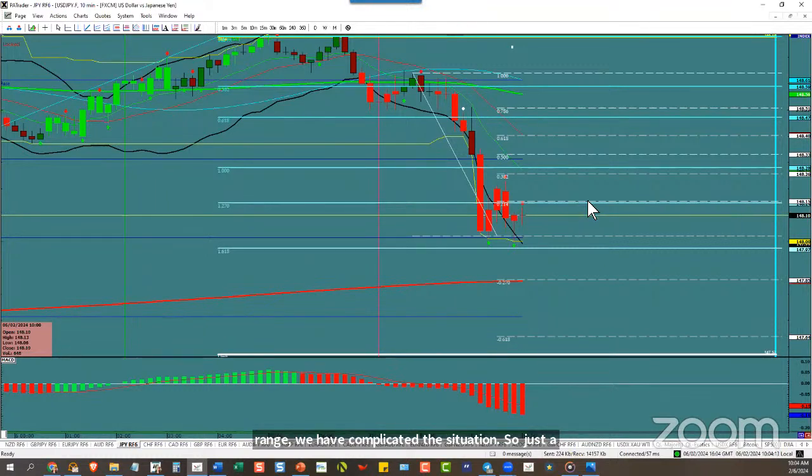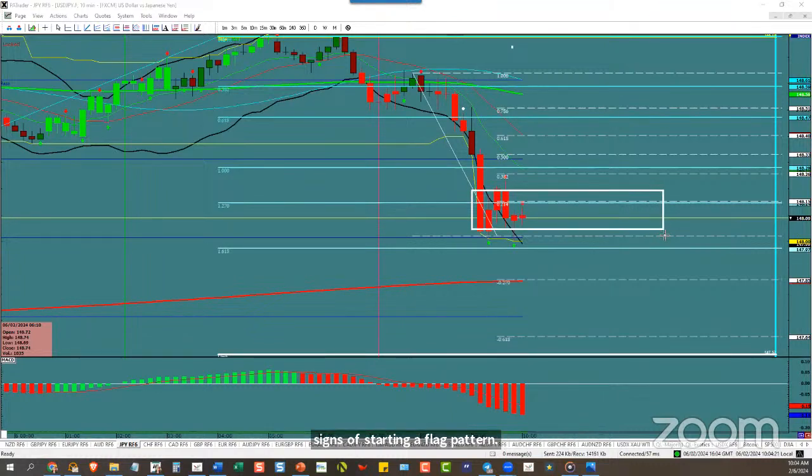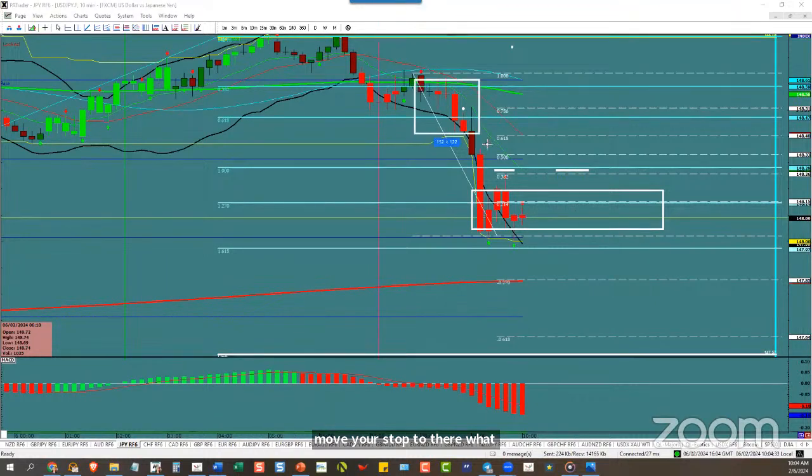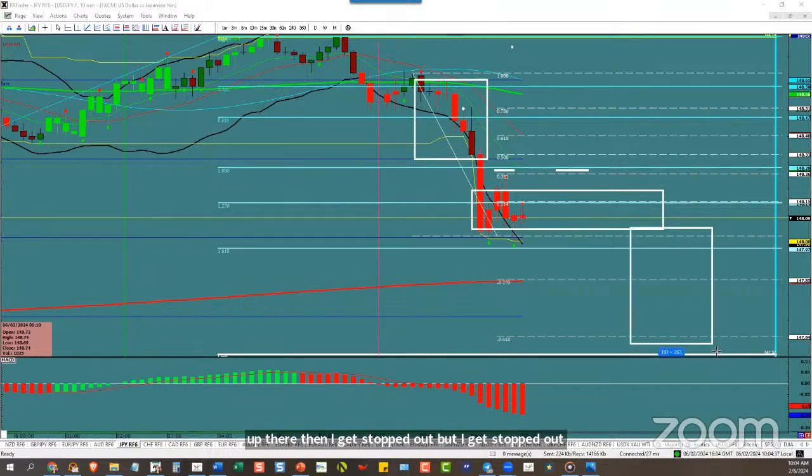All right. Now, you can also see right here that they may be showing signs of starting a flag pattern. Now, if that's the case, we want to bring our stop on trade 1 right above the 382 where the wick is, and move your stop to there. What if it breaks out and pops up there? Then I get stopped out, but I get stopped out with profit. All right. But I'm still in if it breaks to the downside. Major in risk.